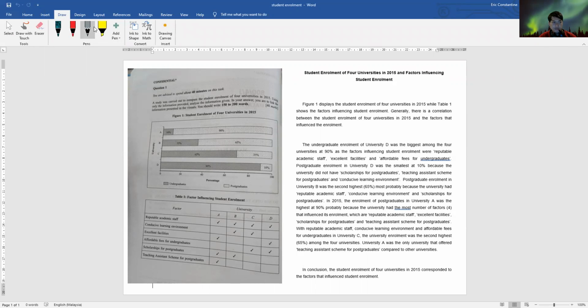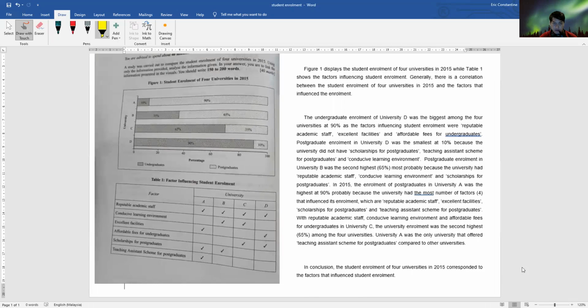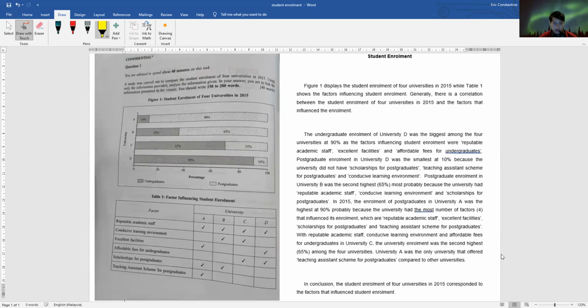So anyway, I'm just going to use my highlighter here. So what you're going to see here, now the first thing that you need to do is look at the question here. This is question 1 here. So I'm using my stylus pad. And okay, let's look at the question here. A study was carried out to compare the student enrollment of 4 universities in 2015. So I try to zoom in so that you can see clearer.